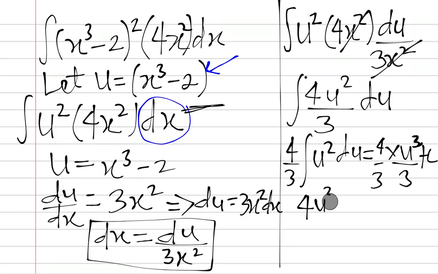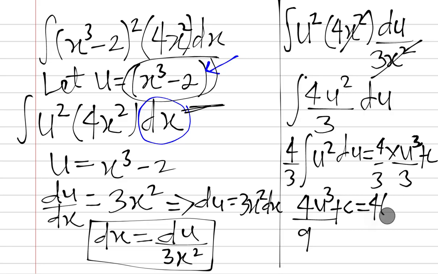4u raised to power 3 over what? 3 times 3 is 9, plus c. But don't forget, your u is s cubed minus 2. So you just change it.